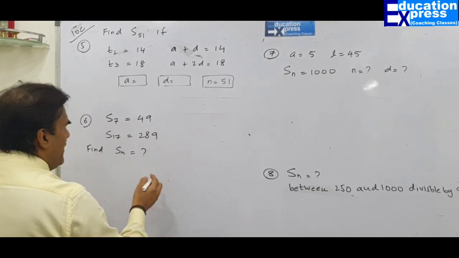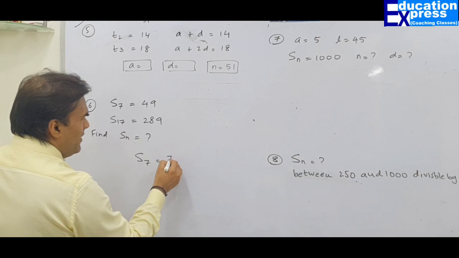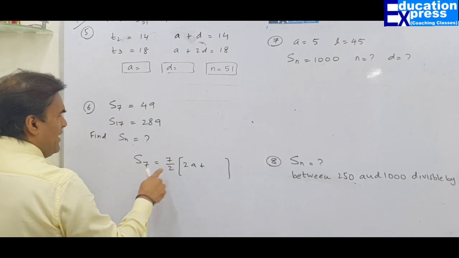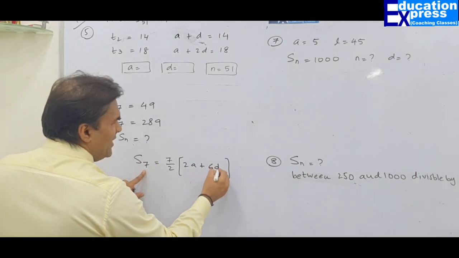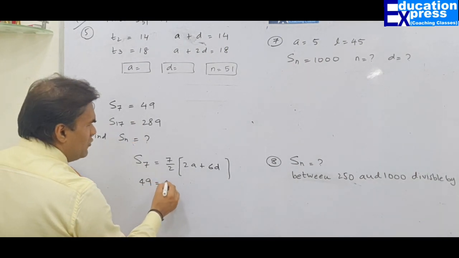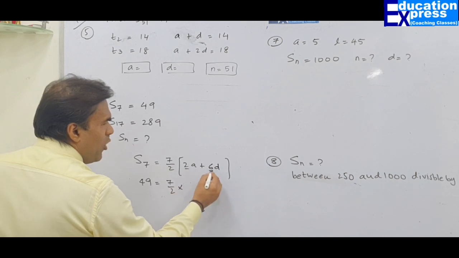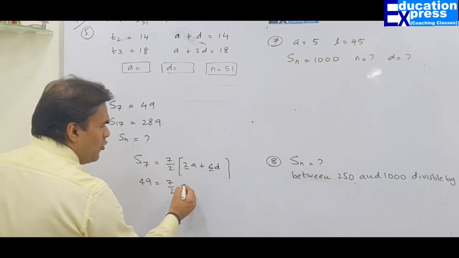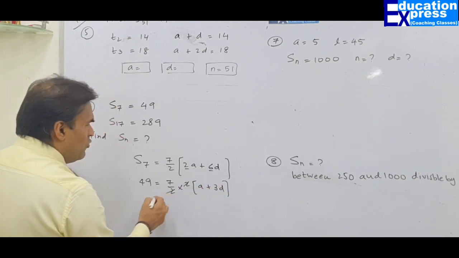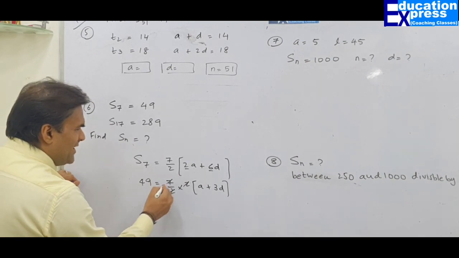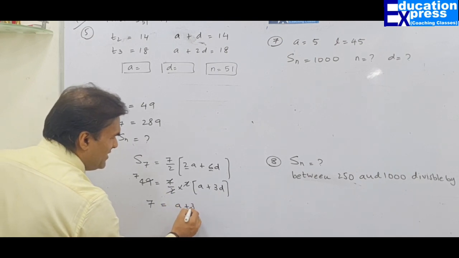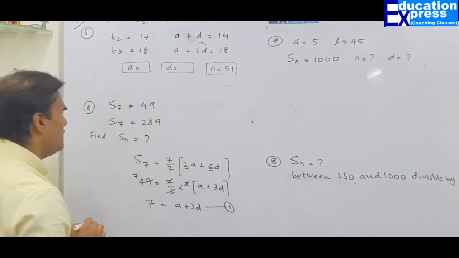Here what is given? S7. What is S7? S7 would be 7 upon 2, 2A plus 7 minus 1, that is 6D. That means in place of S7, can I put 49? 49 equals 7 upon 2. Can I say 2 common? 2A plus 6D, so 2 common outside. What remains inside? A plus 3D. 2 cancels. 49 and 7, 7 ones are 7, 7 sevens are 49. So 7 equals A plus 3D. This is the first equation.